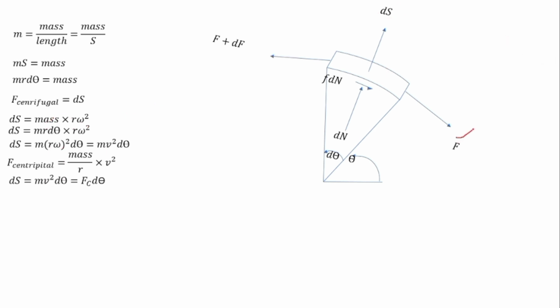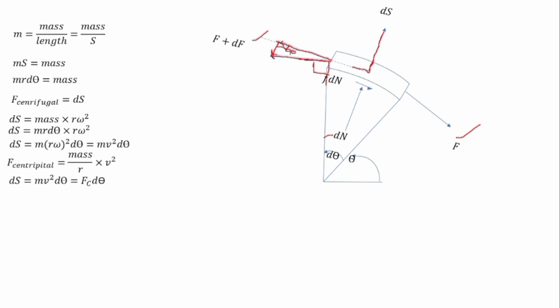Now let's resolve this force into radial and tangential components. As this line is the radial line, and similarly this line is the tangential line. So when you divide this into its components, this component will be the tangential component and this component will be the radial component. And the angle over here will be 90 degrees. If you can see, this line and this line are perpendicular to each other, and similarly this line and this line are perpendicular to each other.